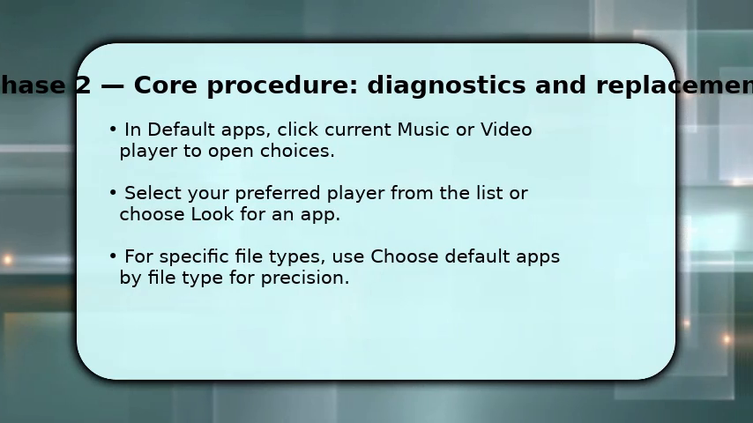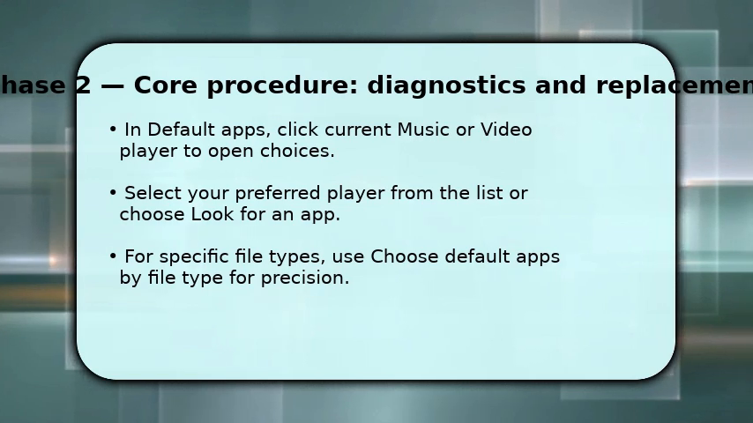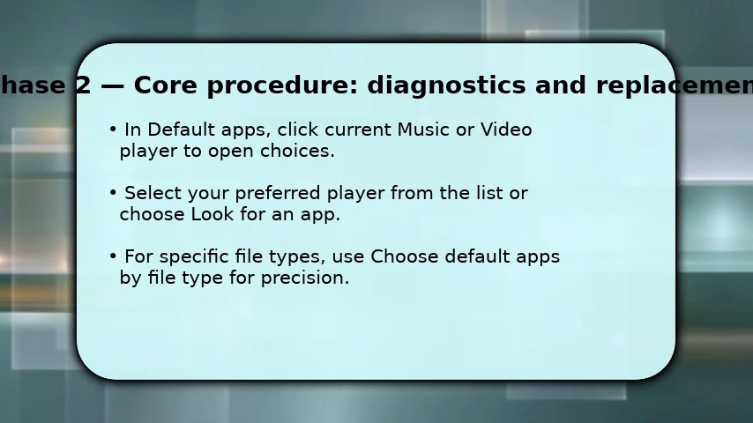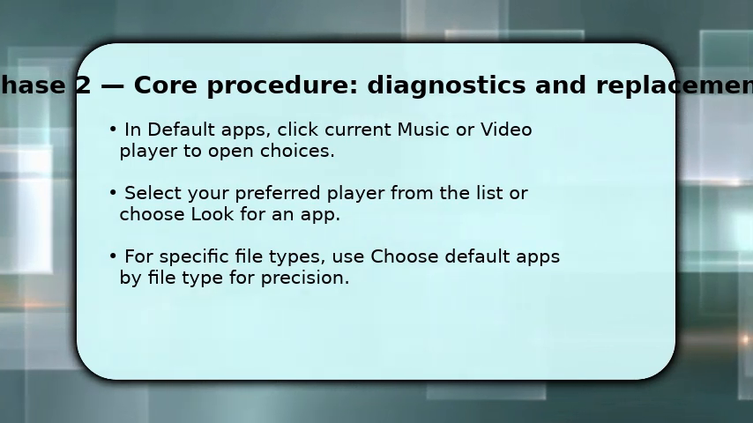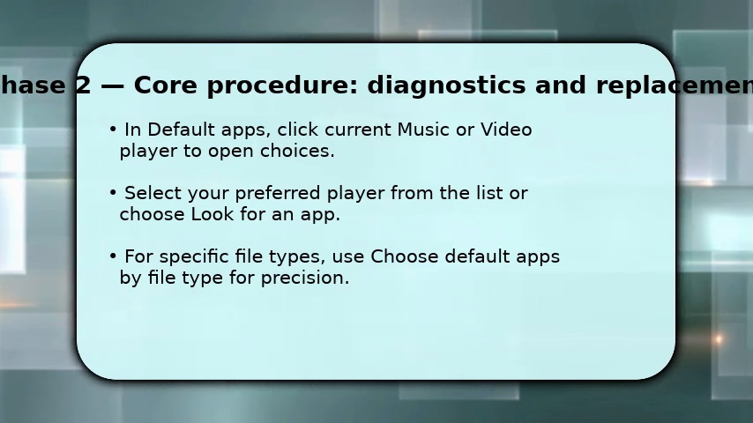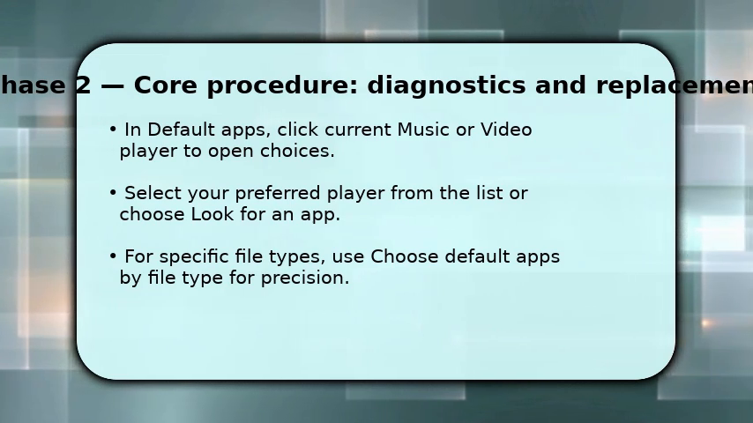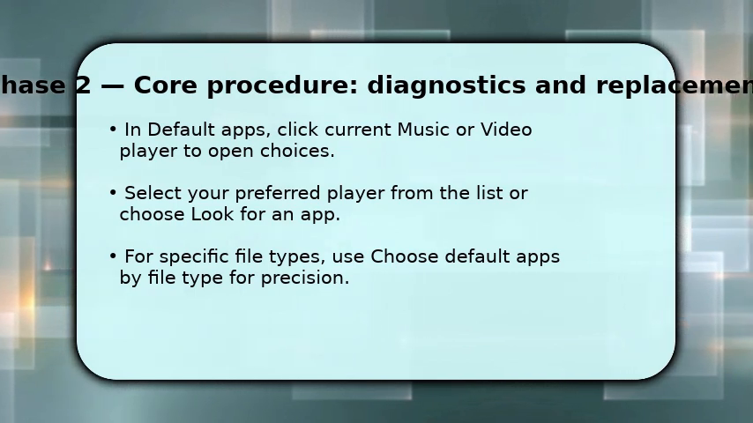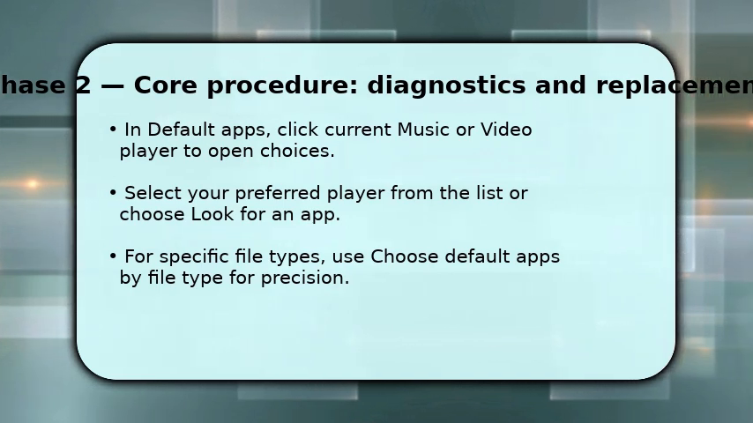Now focus on swapping the player itself. In Default Apps, click the current music or video player. Windows shows installed alternatives. Select your preferred app. If it's not listed, look for an app in the Microsoft Store or install the player first, then repeat. For finer control, click Choose Default Apps by file type and associate extensions like MP3, MP4, or MKV to different apps. This method ensures specific formats open with the best-suited software, preventing mismatches and playback issues later.